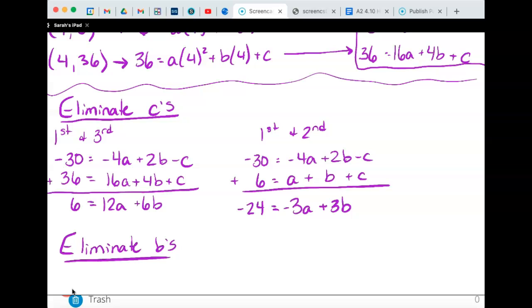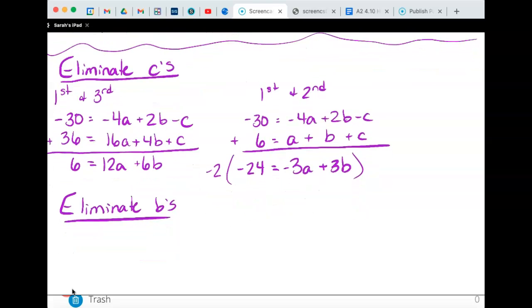So what are we going to multiply into what equation? 2. So the second one, and I should do -2. So that means we get a positive 12 and a -12. So the first equation I'm leaving as 6 equals 12a plus 6b.